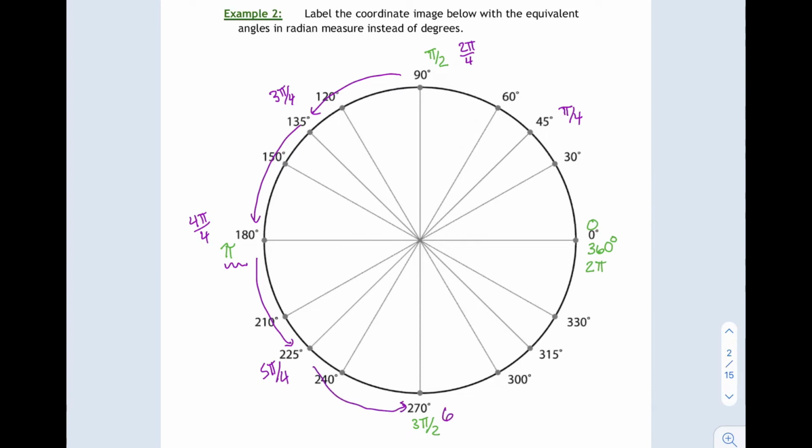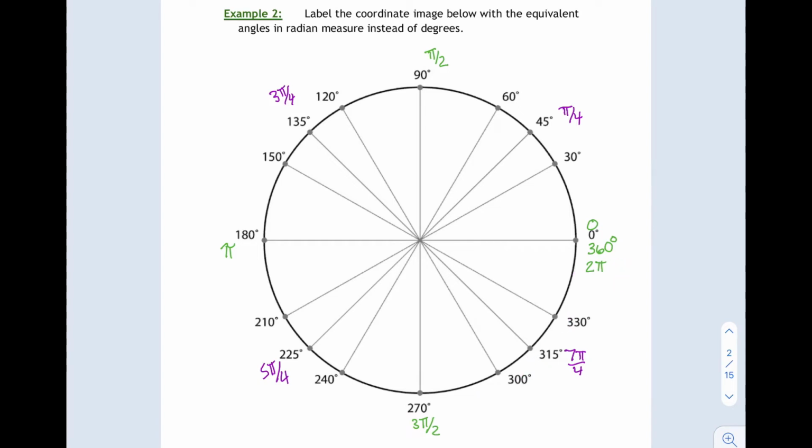Another one makes us 6 pi over 4. And keep going. 7 pi over 4 is 315. And then 8 pi over 4 is 2 pi. So I'm going to erase the ones that I don't really need because I already have simplified versions of them. Okay, so that gives us all of our angles that are multiples of pi over 4 between 0 and 360 degrees.